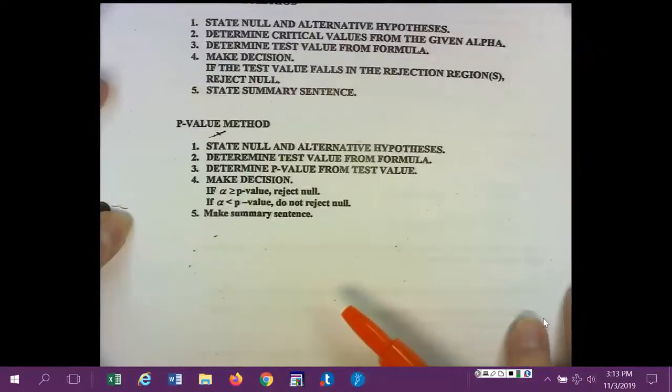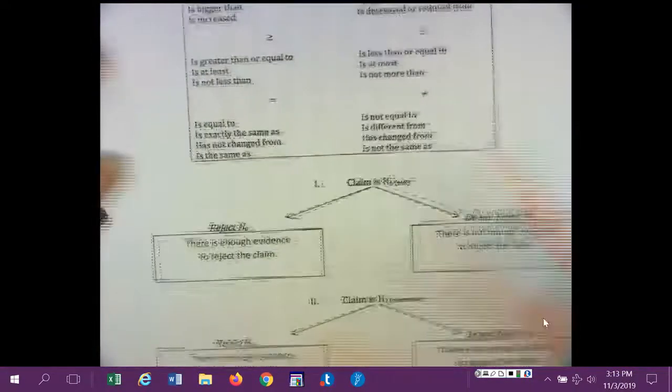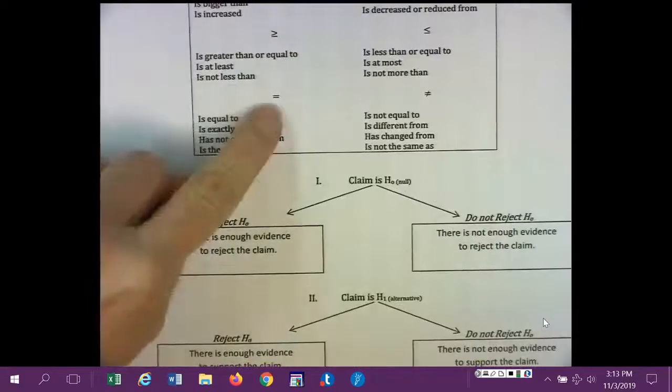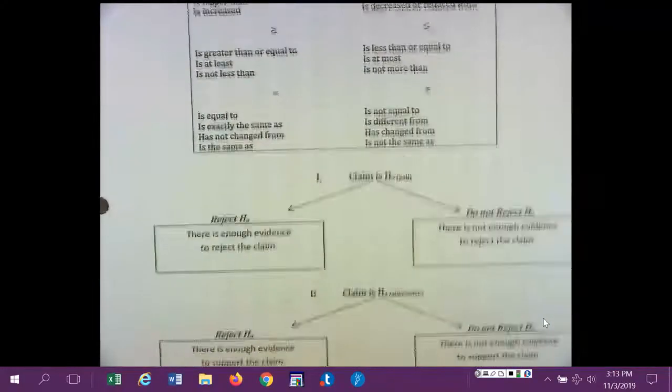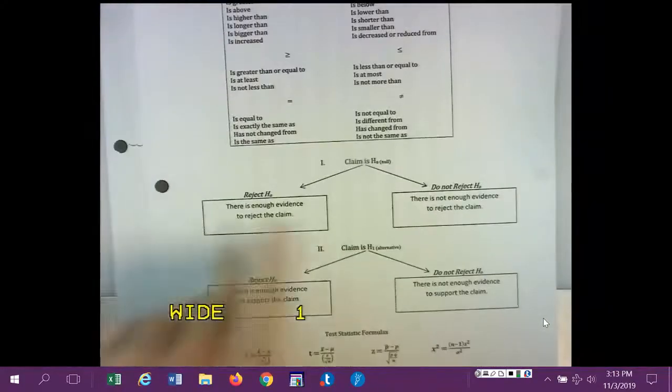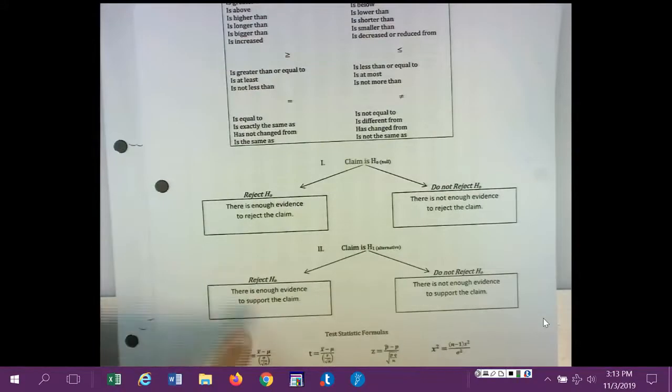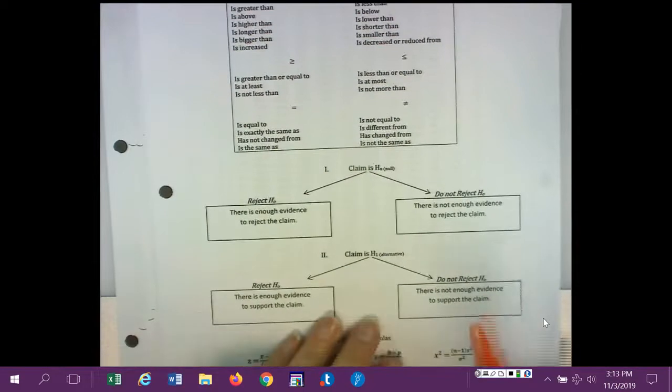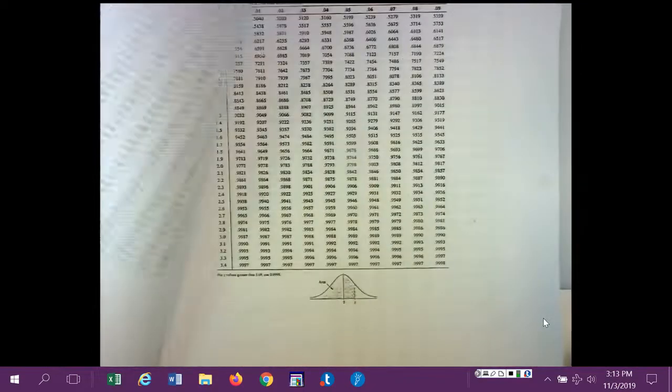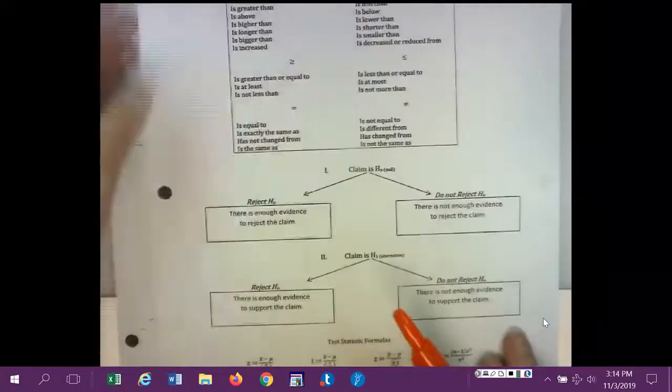the second page on the traditional method and the p-value method, and then the page of phrases which help you find the correct symbol, and lastly, the summary diagram so that you can make the correct decision and summary statement. And I have the test statistic formulas here also. The rest of the handout pertains to the z-table, the t-table, and the chi-square table.